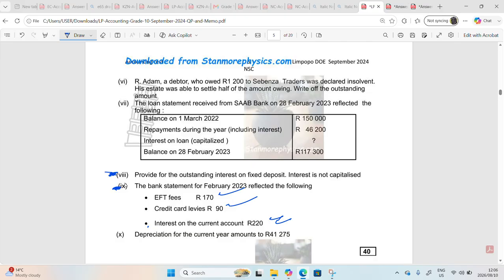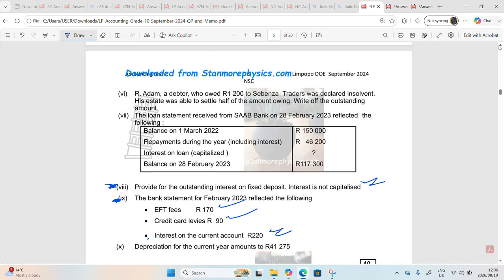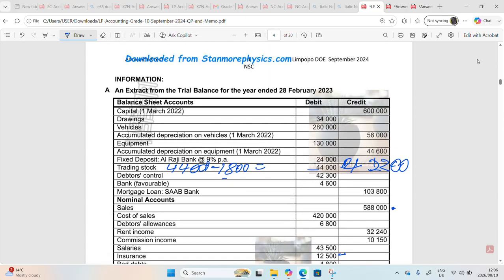And then now what are they saying? Provide for the outstanding interest on fixed deposit. Interest is not capitalized. So here's what we need to do. Check your fixed deposit. Can you see the fixed deposit there of 24,000? Take that 24,000, you multiply by 9%. How many months? 12 over 12. They didn't say anything, so we'll just assume that it is for 12 months, which means they're calculating interest for the entire year.